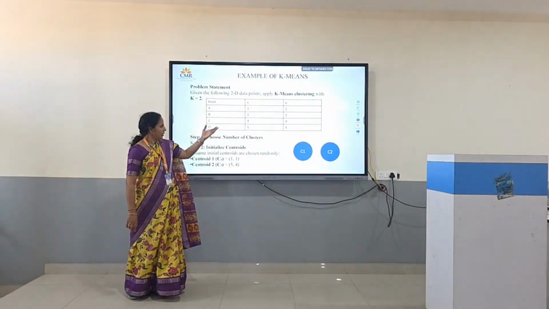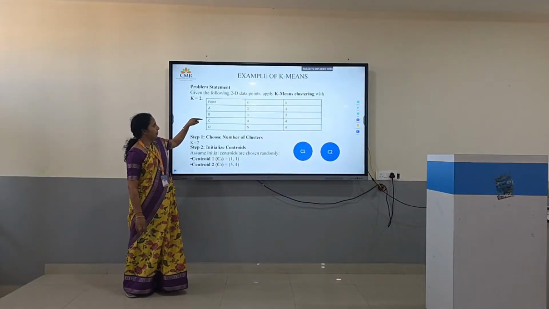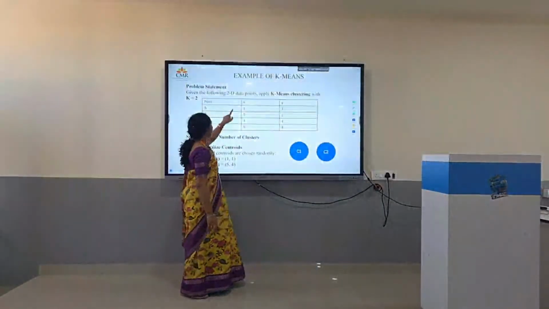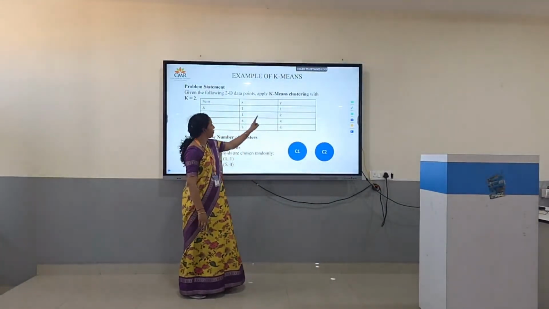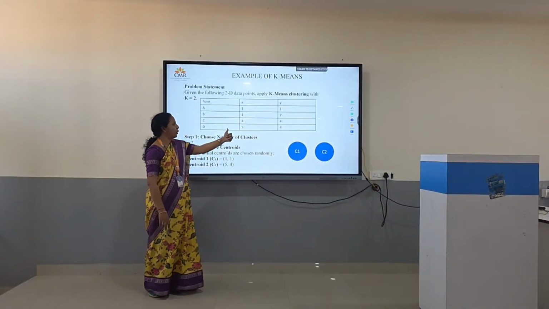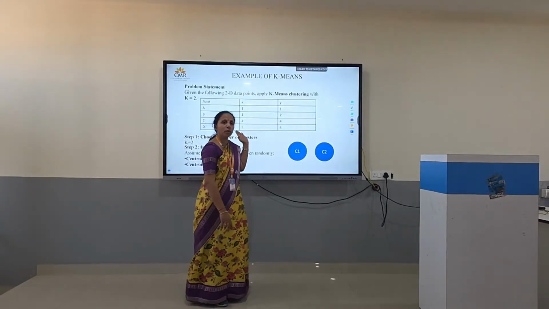There are 4 data points A, B, C, D. What is the value of A? 1, comma 1. Value of B? 1, comma 2. Value of C? 4, comma 4. Value of D? 5, comma 4.